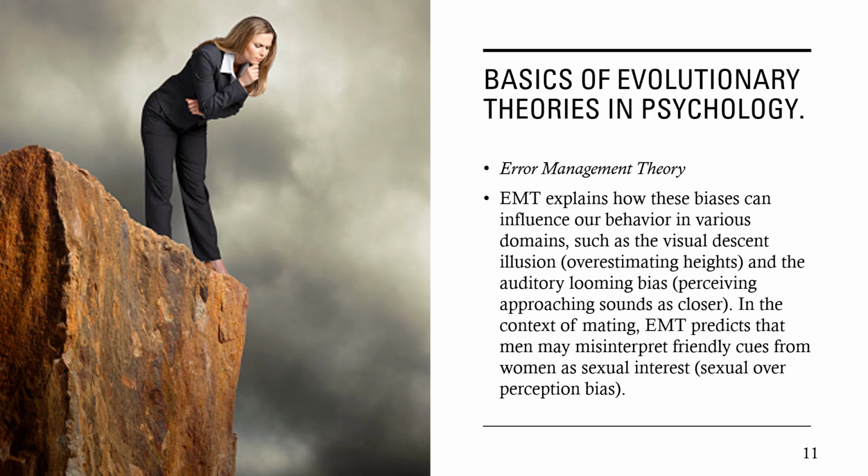Error management theory explains how these biases can influence our behavior in various domains, such as the visual distance illusion, overestimating heights, and the auditory looming bias, perceiving approaching sounds as closer. In the context of mating, error management theory, EMT, predicts that men may misinterpret friendly cues from women as sexual interest, a sexual overperception bias.